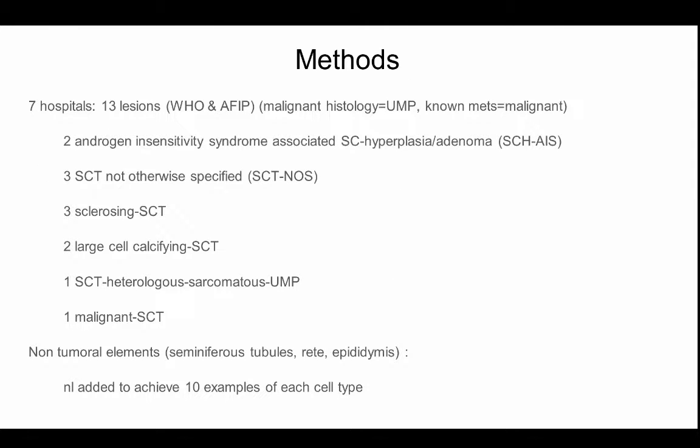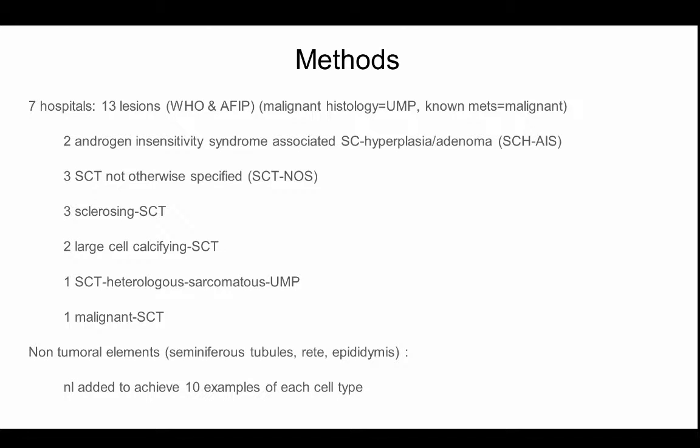So essentially the same approach as the last one. We included 2 more hospitals now to try to increase numbers. However, that was not really fruitful because we didn't add any more cases. And subclassified these again. So 2 androgen insensitivity syndrome associated Sertoli cell hyperplasia or adenomas, 3 run-of-the-mill Sertoli cell tumors, 3 sclerosing Sertoli cell tumors, 2 large cell calcifying, and then 2 on the spectrum of malignancy. One of them was proven malignant, and one of them had some but not all of the features of malignancy. In this case, mostly heterologous components.